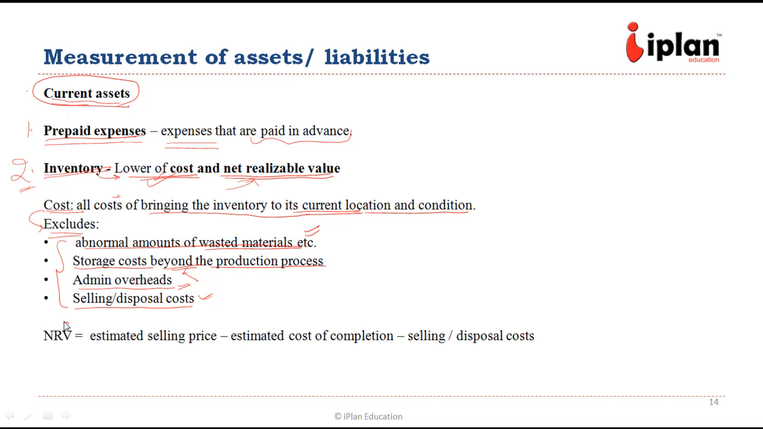And when we calculate the net realizable value, we have the estimated selling price for the inventory. We subtract the estimated cost of completion if there is any incomplete product, unfinished product, and finally we subtract the selling or disposal cost also. So this is the value which the company is going to be realizing for its inventory. If this value is less than the cost, then NRV should be used for inventory cost. If it is higher, then the cost has to be used.